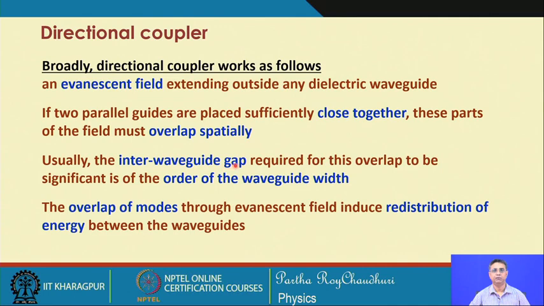Usually, the inter-waveguide gap required for this kind of overlapping is very small, such that a significant amount of the evanescent field can hit the neighboring waveguide. The overlap of the modes through the evanescent field then influences a redistribution of the energy between the two waveguides.